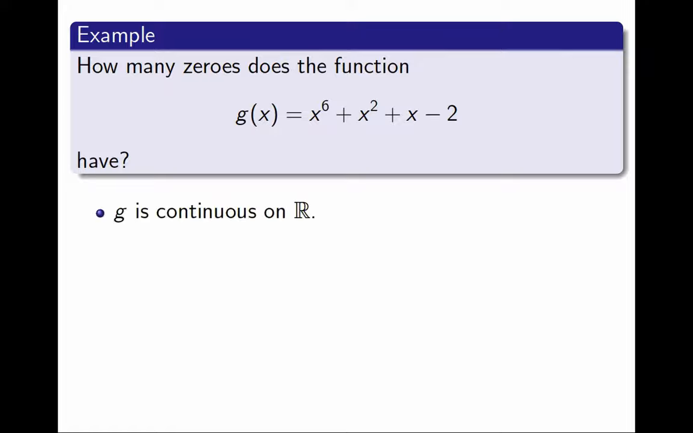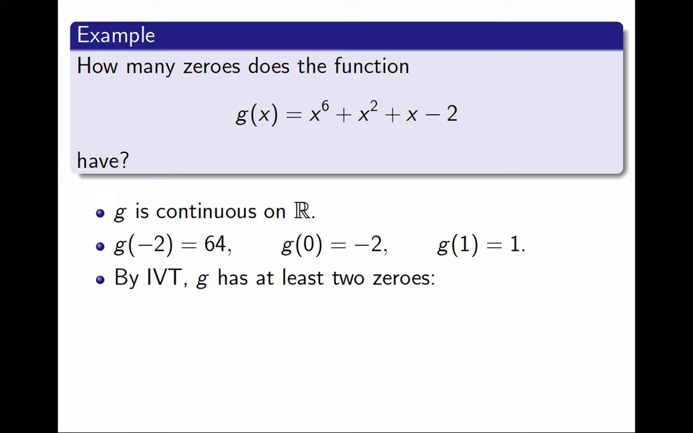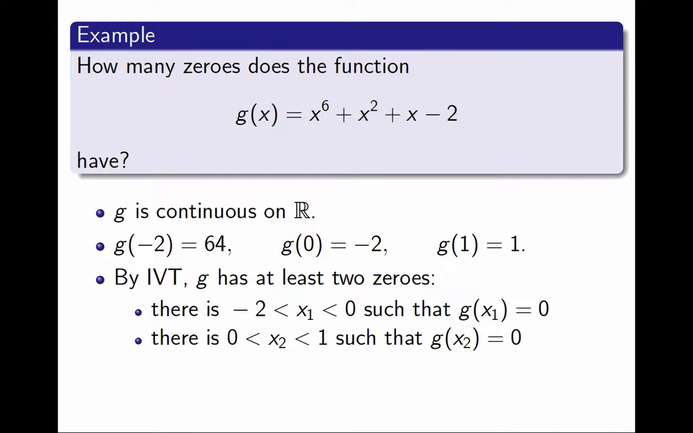The function g is a polynomial, so it is continuous on all the reals. I can plug in a few values and I notice that g of minus 2 is positive, g of 0 is negative, and g of 1 is positive. A continuous function that switches from positive to negative to positive must have at least two zeros. By the intermediate value theorem, there must be at least one zero between minus 2 and 0, and at least one zero between 0 and 1.